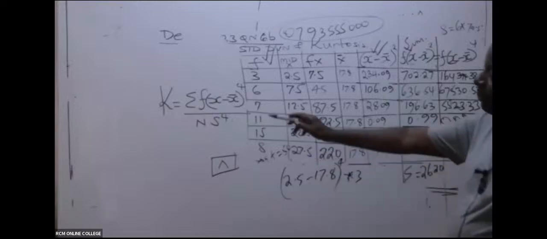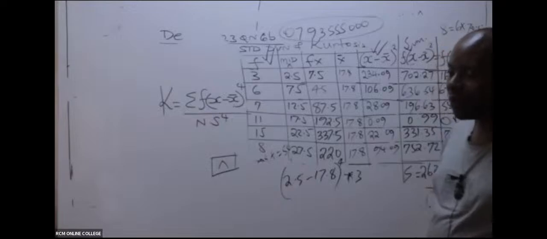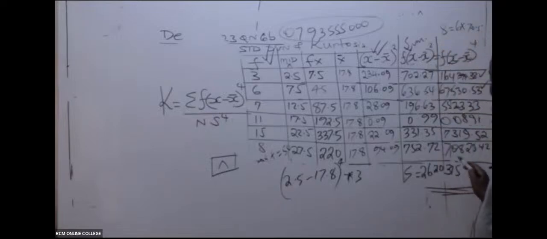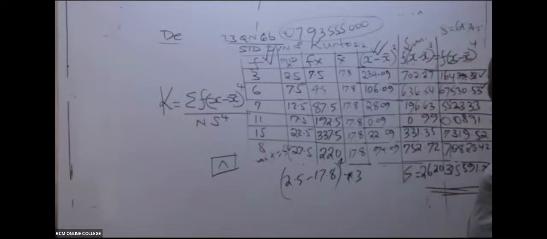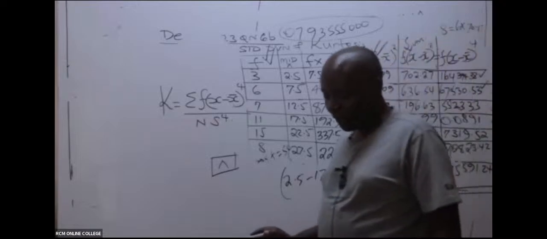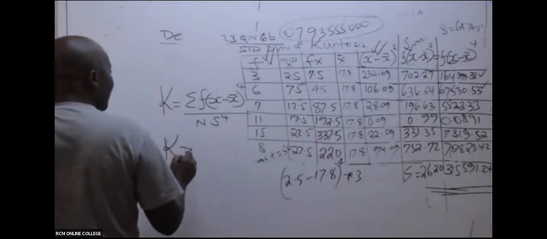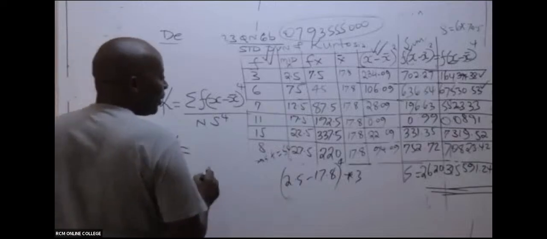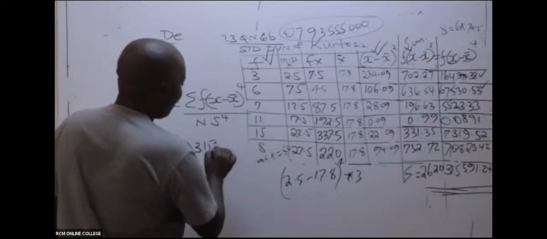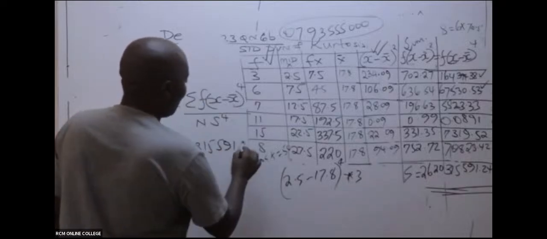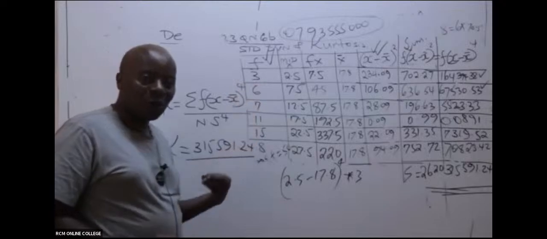As you can see, they want us to sum. According to Marango, we have 315,591.24. Thank you so much. If that is the case, our K will be equal to 315,591.24 divided by N, the number of observations, the total frequency.